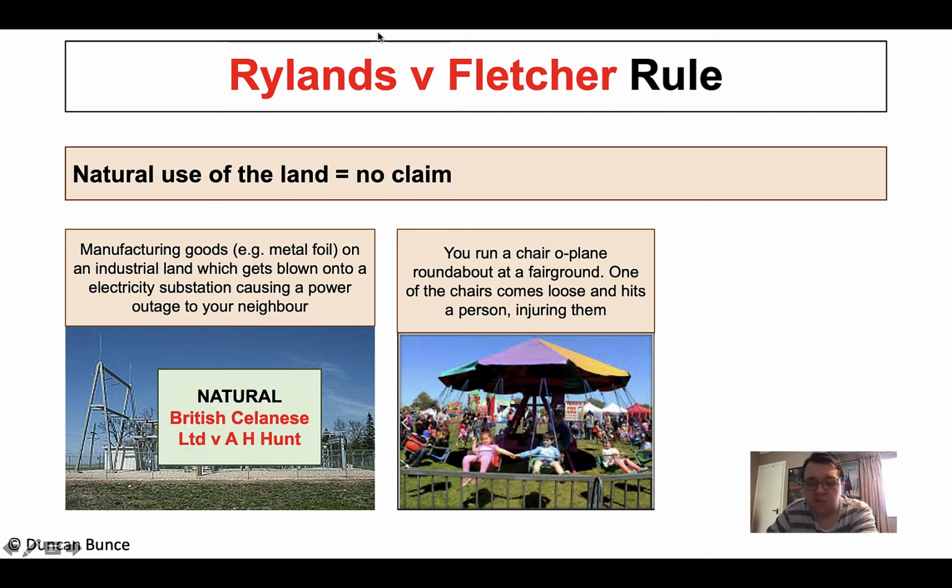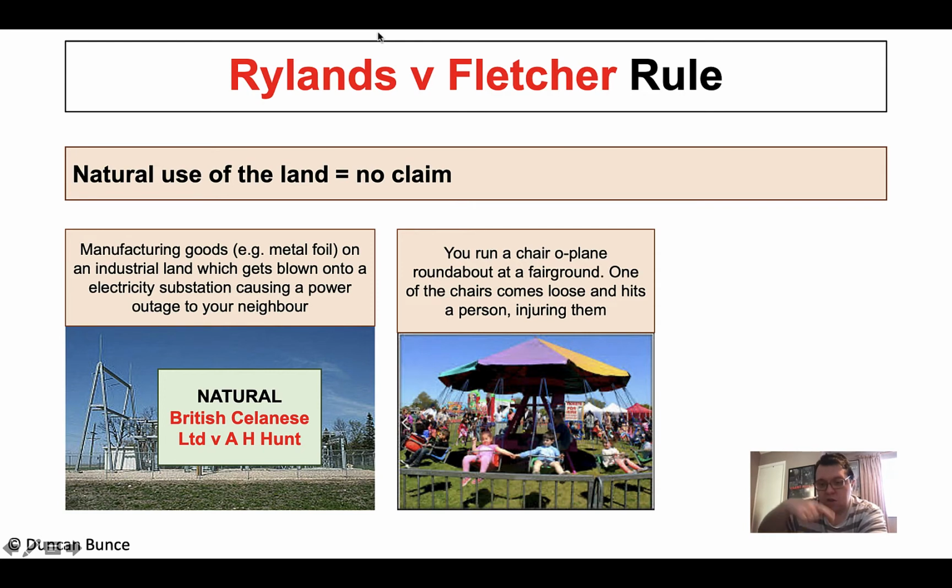And the answer is natural in that particular case. It's quite a famous case alongside Rylands and Fletcher for this topic. The key thing here really is the fact that it was an industrial land, and so the manufacturing of such goods in that context would be natural.